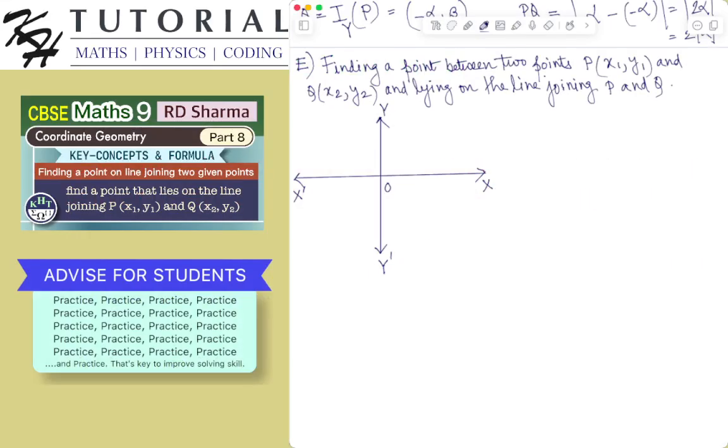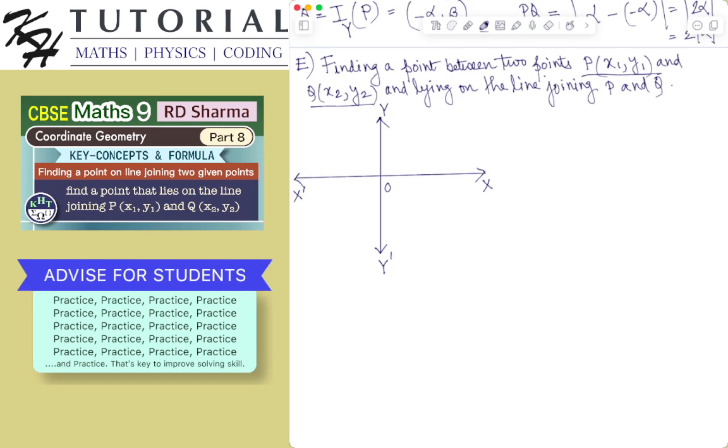Okay, so this video is from the chapter of coordinate geometry. Now, if you need to find a point that will lie on the line joining two points P and Q, where the coordinates of the point P are x1 comma y1 and the coordinates of the point Q are x2 comma y2, you have to find the coordinates of a point which lies on the line joining these two points.